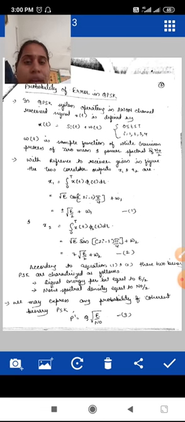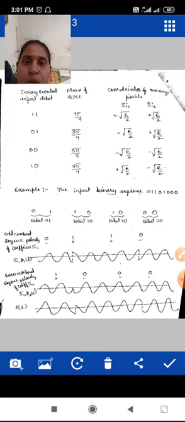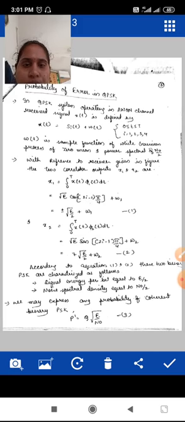Now if you get plus or minus root E by 2, we can say which symbol is transmitted. If it is plus root E by 2, it will be 1. If it is minus root E by 2, it will be 0. In this way, when you get x1 and x2 and give them to the decision device, it will tell you which symbol is transmitted.